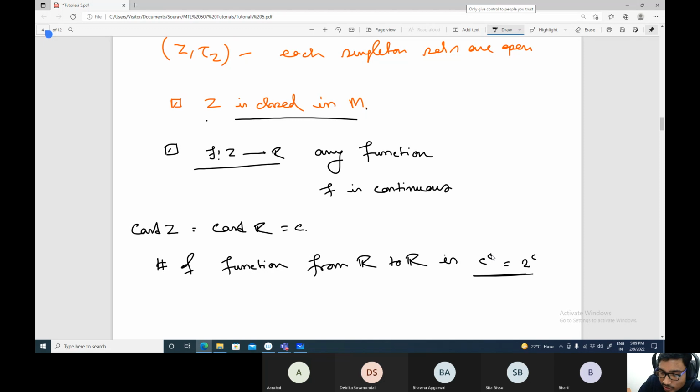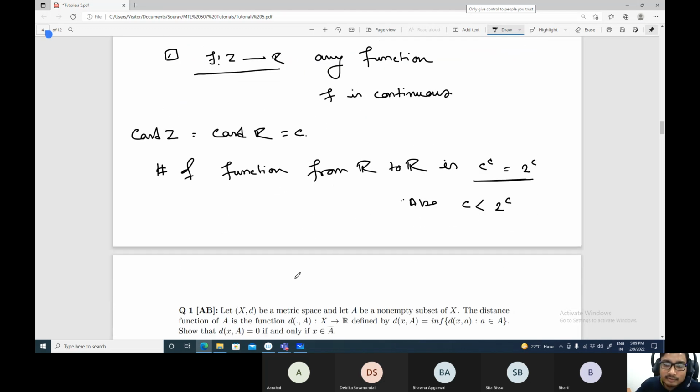This comes from the continuum hypothesis, right? So 2 power C, and you also know that C is strictly less than 2 power C, from set theory, from the continuum hypothesis, right? So C is less than 2 power C. Now you come to here.